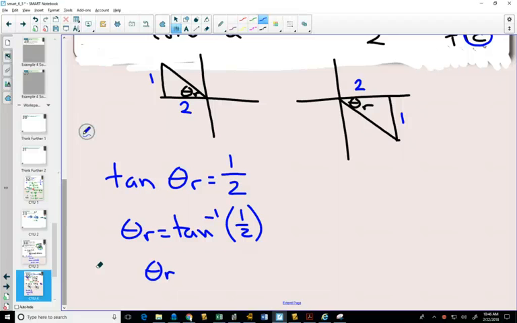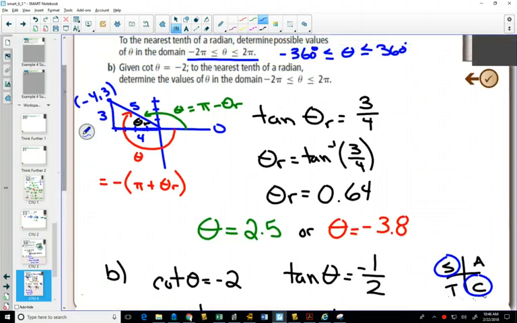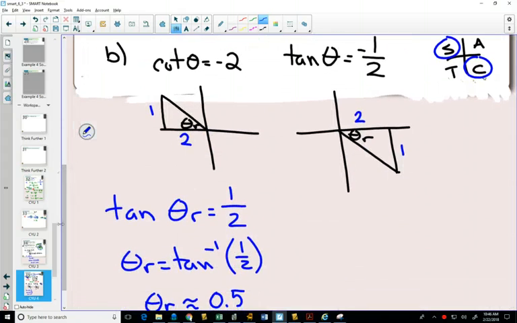Does it say to the nearest tenth again? So to the nearest tenth, that would be 0.5. What's the domain that we're trying to find? The domain in this question is from negative 2 pi to 2 pi. So that means once around in the positive direction from 0 to 2 pi, and once around in the negative direction from 0 to negative 2 pi.